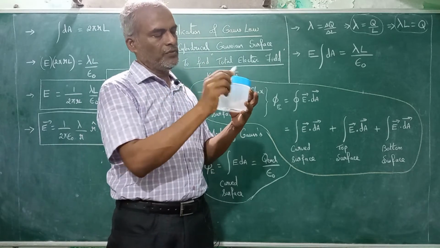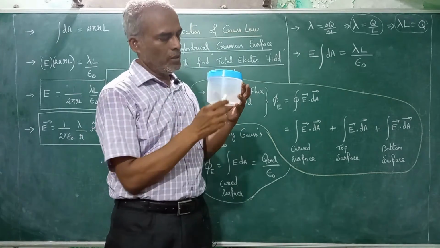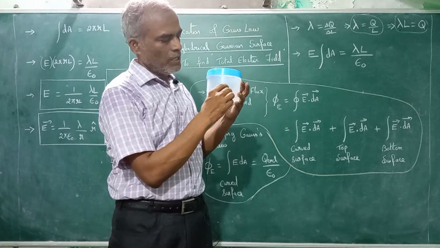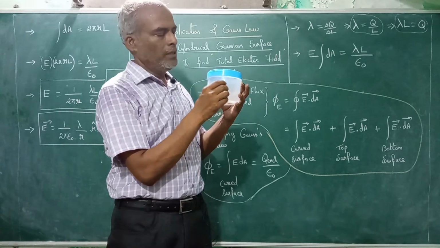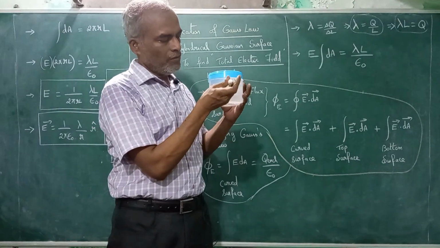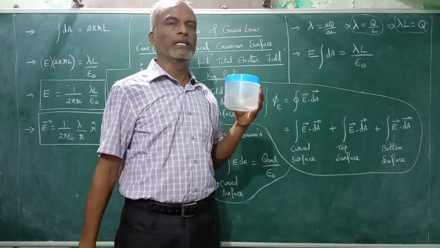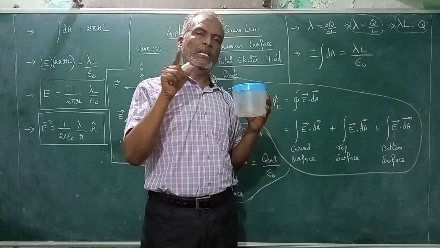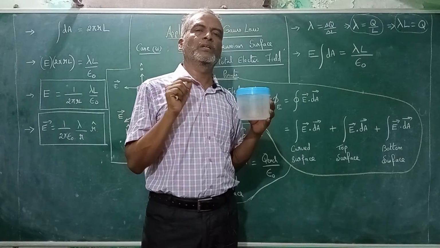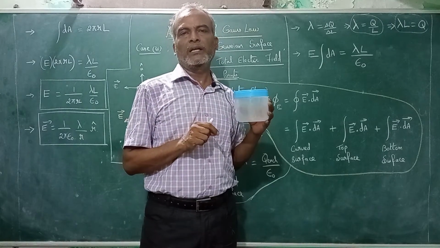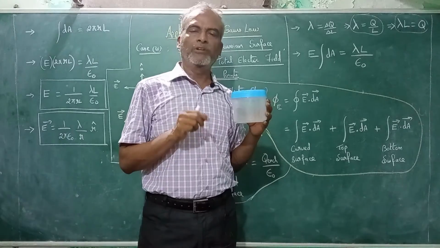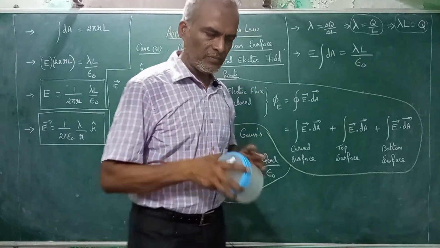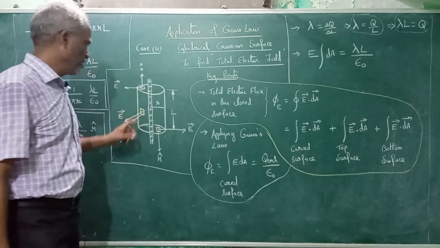So from the center, if you see, the electric field is coming out. Now if you consider a small area at that point, the normal for that area will also lie along the electric field lines. That means the angle between the electric field lines and the normal of the area vector is 0 degrees. That's what is shown here.